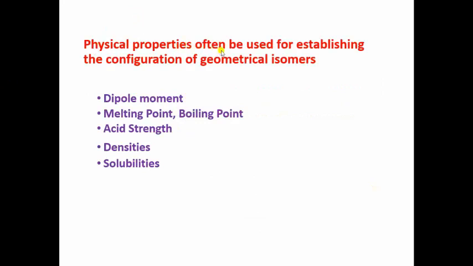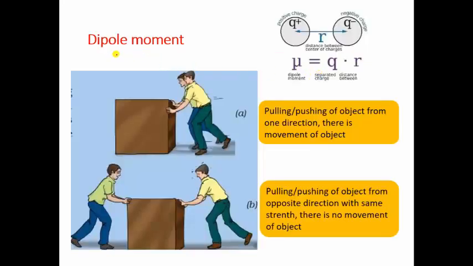Physical properties are often used for establishing the configuration of geometrical isomers. The different physical properties are dipole moment, melting point, boiling point, acid strength, densities, and solubilities. So let's start with the first, dipole moment. You already know about the dipole moment. What is dipole moment? It is charge into distance.